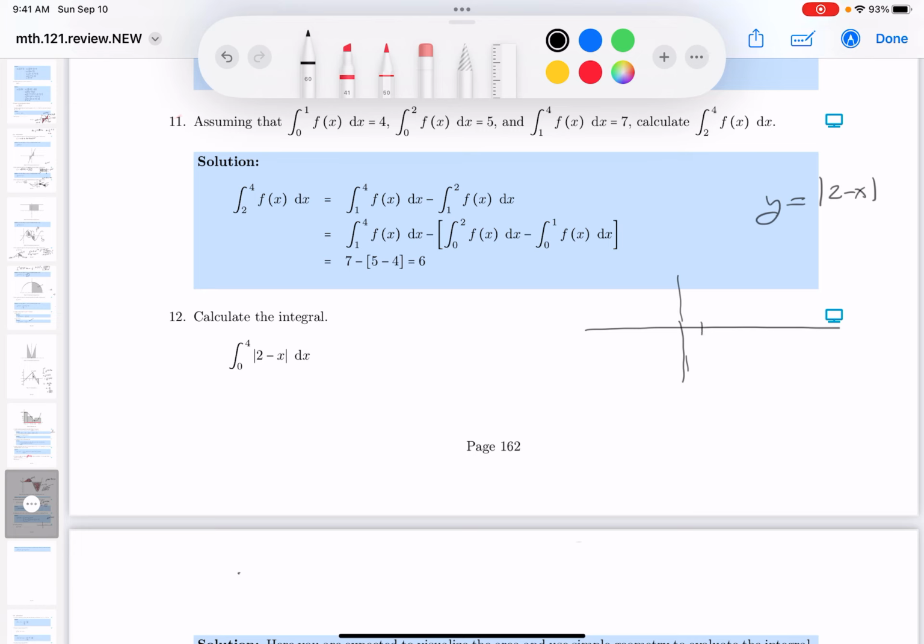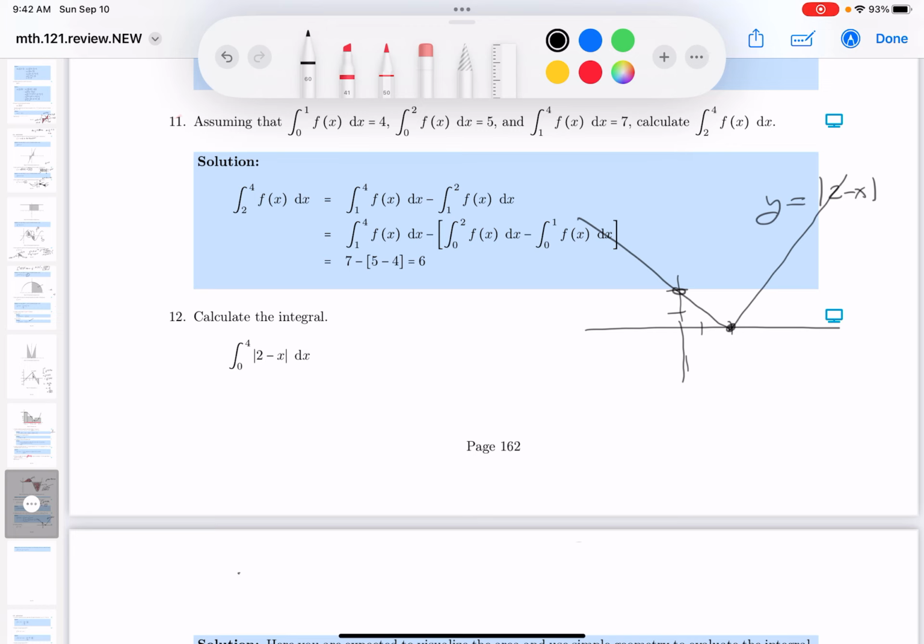Well, at 2, I'll put this over here. You're going to get a 0. It's going to have a V shape to it. And at 0, what's going to happen? It's going to go up to 2. And again, this doesn't have to be terribly accurate. Enough for me to understand the visualization of it, though. Something like this over here.